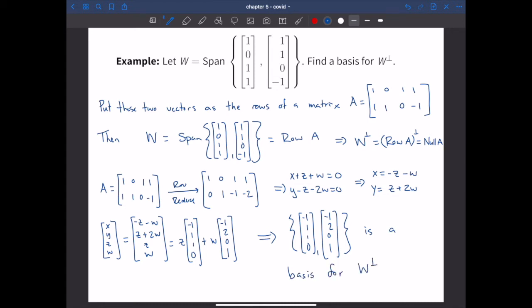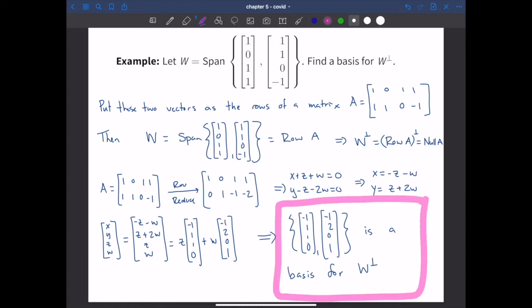Now, the nice thing about these questions is that if you're unsure of yourself, you can always take the two vectors that you found and take the dot product with the vectors that you started with. And of course, you should get 0 in both cases.